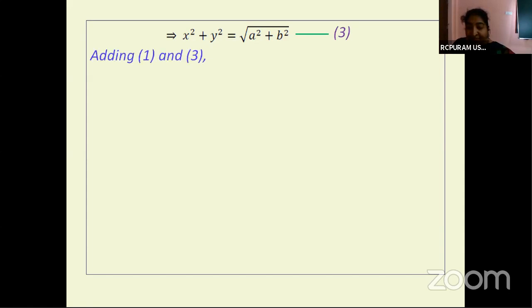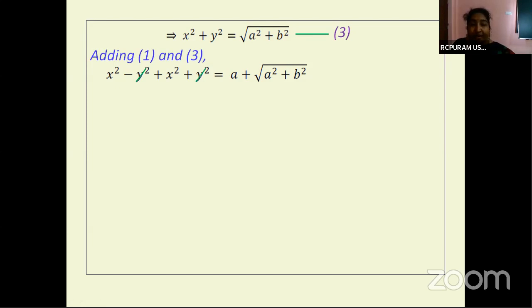We will add equation 1 and equation 3, children. Your equation 1 is what? X square minus Y square is equal to A. Isn't it? And your equation 3 is what? X square plus Y square is equal to root of A square plus B square. So we are just doing that. X square minus Y square plus X square plus Y square is equal to A plus root of A square plus B square. We are adding LHS with LHS and RHS with RHS. Then we will have it as Y square and minus Y square, they get cancelled, children.